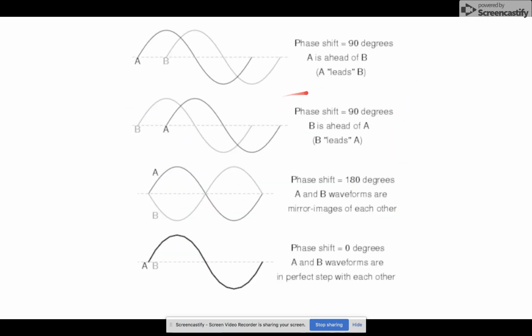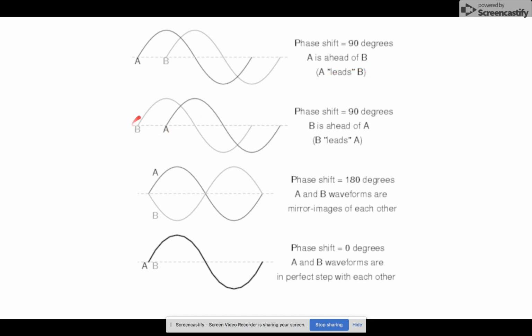All right, so phase difference or phase shift. Now let's look at these four graphs. The first thing is we have wave A and wave B. If you look at this picture very clearly, wave A arrives at 90 degrees, while wave B is still at 0 degrees. So 90 degrees minus 0 degrees means you have a phase shift or phase difference of 90 degrees. So A is ahead of B. A leads B, or B lags behind A.